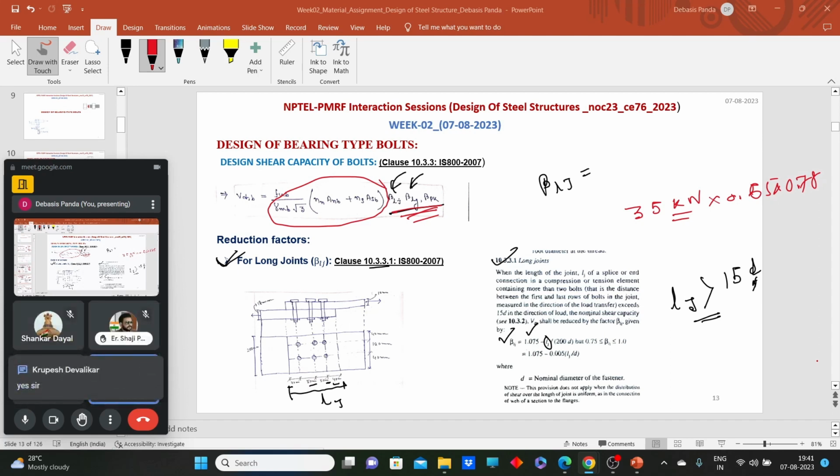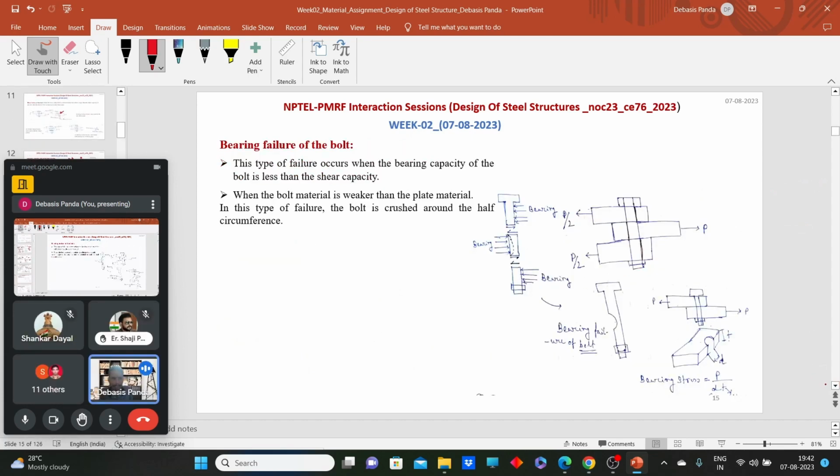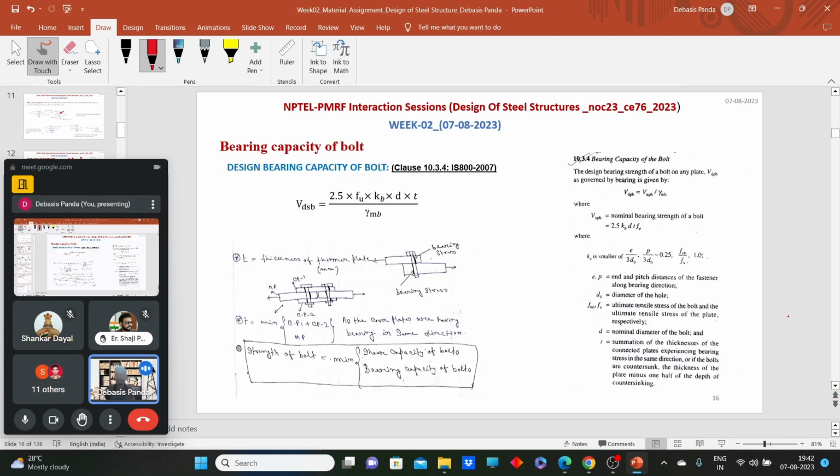Okay. So shear capacity, we have understood the shear capacity. Now come to the bearing capacity. The bearing failure I have already discussed during the last session. Now what will be the bearing capacity of the bolt? The design bearing capacity, clause 10.3.4, gives that the design bearing capacity of a single bolt is equal to 2.5 kb d t fu. What is that fu? That is the ultimate tensile strength of the plate. So if we have Fe 410, what will be that fu? 410 MPa.